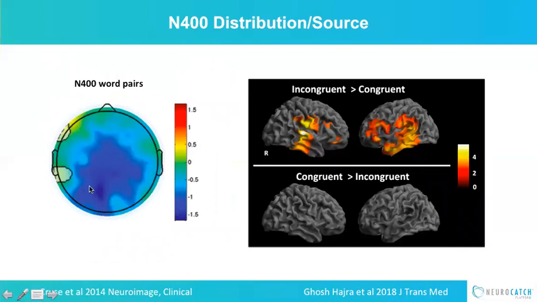Now note that it's a negative going peak, so we expect to see more blue here. And you can see this is a broadly distributed central distribution on your scalp map. And this, on the right-hand side, is the N400 in MEG.